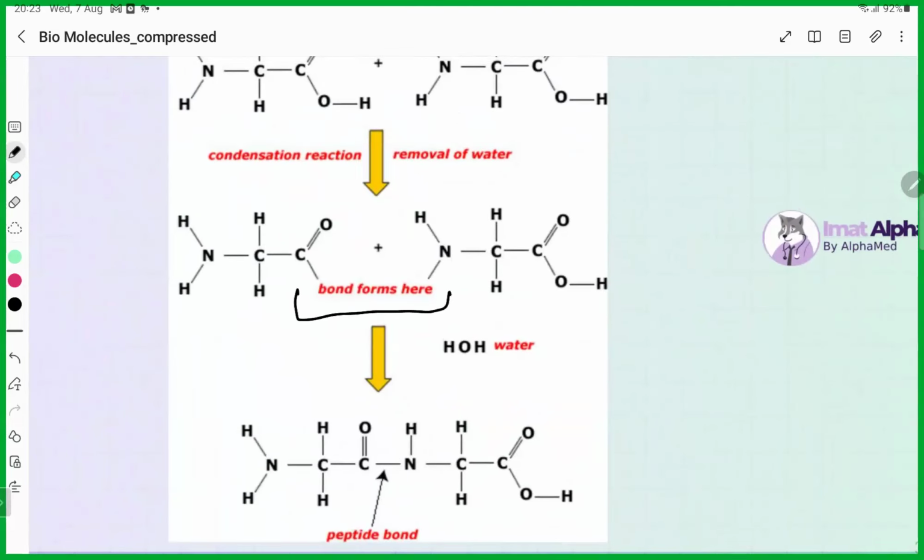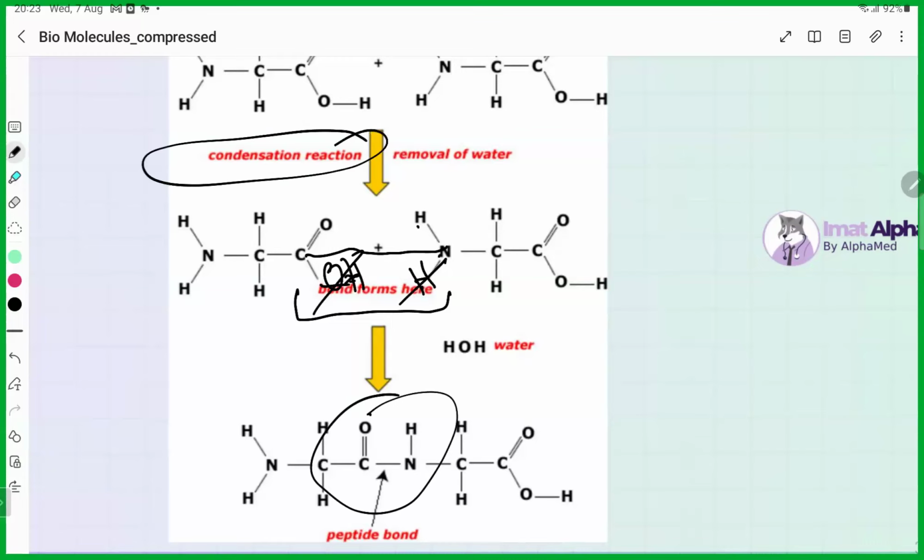How do we take out hydrogen? Here we have an NH2, and here we have a COOH, because it's the carboxyl group. So we already have an OH here and an H here. They go out, they form water, and we end up with only these. So it ends up like this. This is the peptide bond, using the condensation or dehydration reaction and removing H2O.